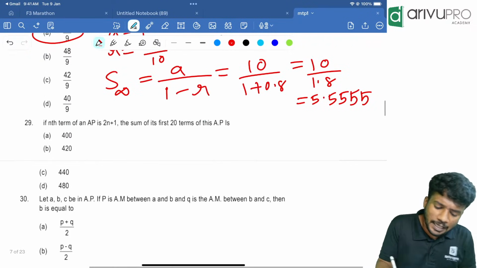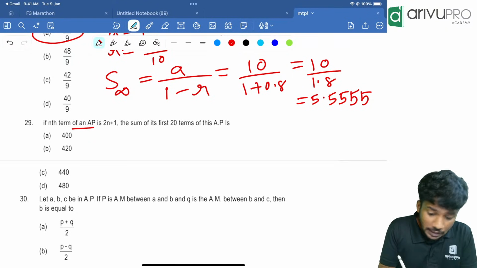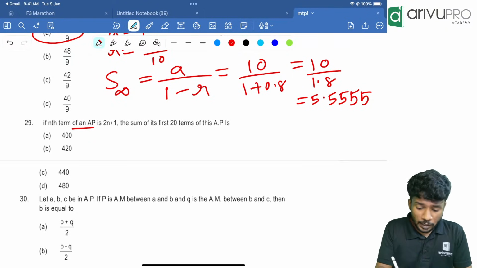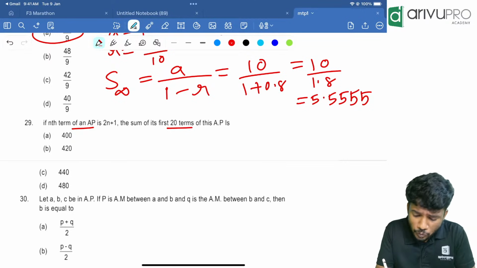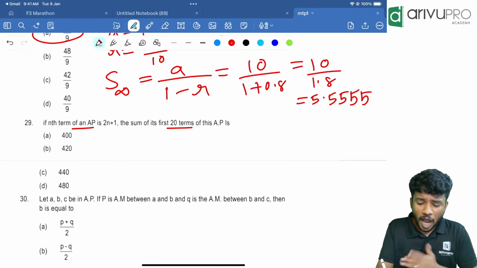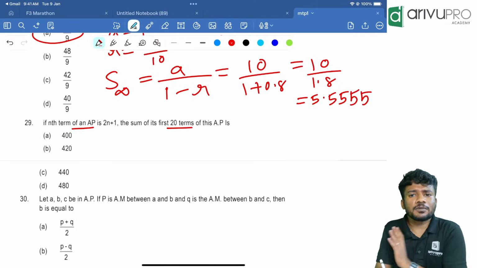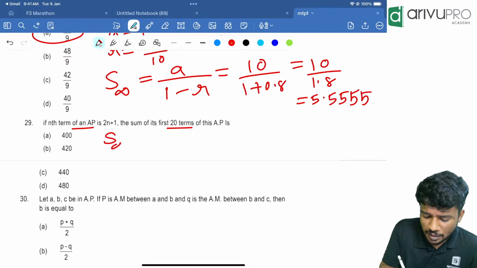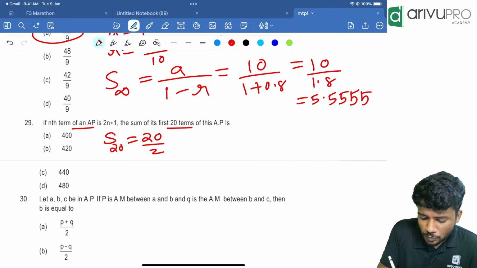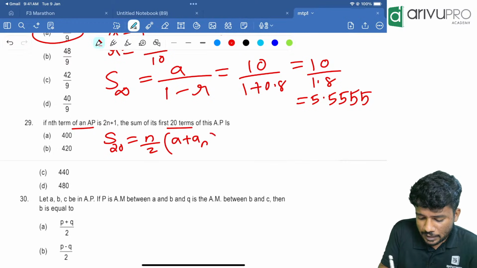Next one, people. If the nth term of an AP is 2n plus 1, the sum of its first 20 terms of this AP is how much is the question. We need to find the sum of the first 20 terms. That means S20 is equal to what? The formula is n by 2 into (a plus an). Here, 20 by 2 is 10, into (a plus an).